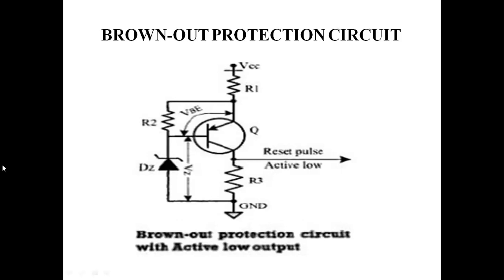So when will this transistor conduct? When the supply voltage is greater than the sum of VBE and VZ. The transistor stops conducting when the supply voltage falls below the sum of VBE and VZ. So this is what the brownout protection circuit is about.